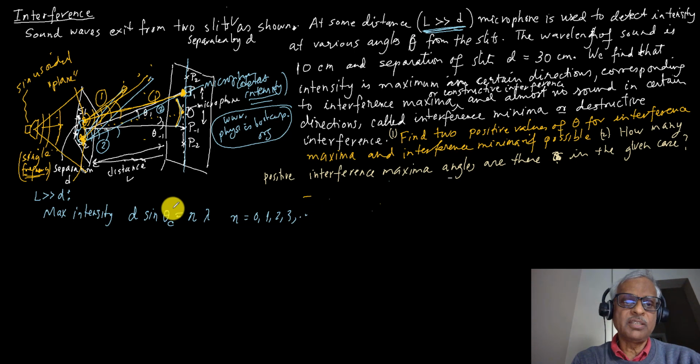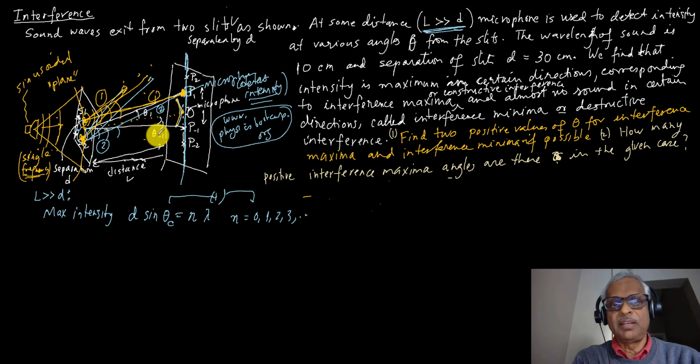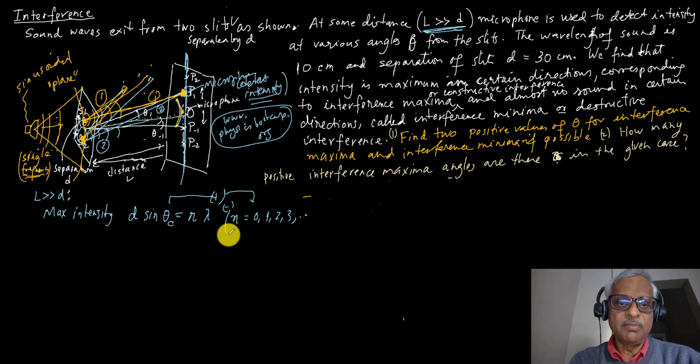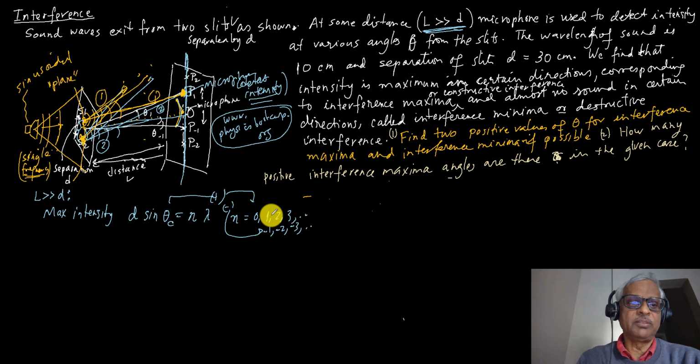Just looking at the positive angles, these positive angles will be like that. And of course, by symmetry, if you're looking along this line, the directions below the center line will be negative, and those will be n equals -1, -2, -3, etc. Basically, n will be an integer.